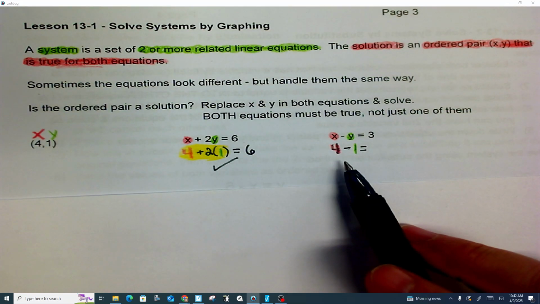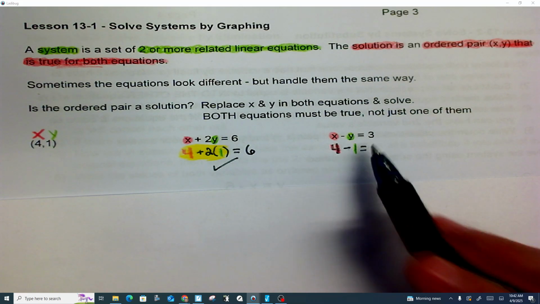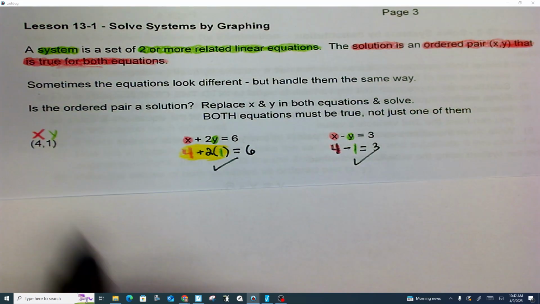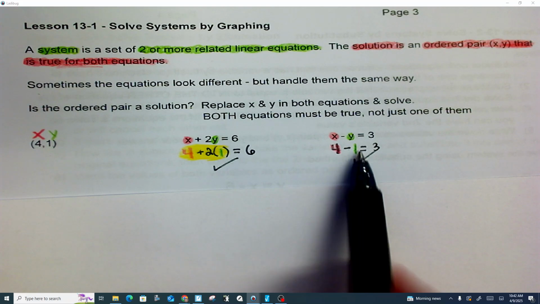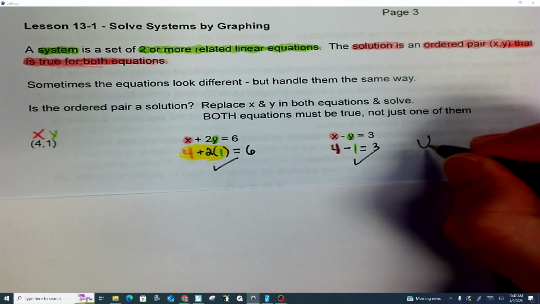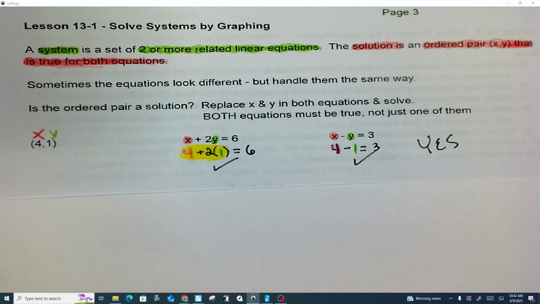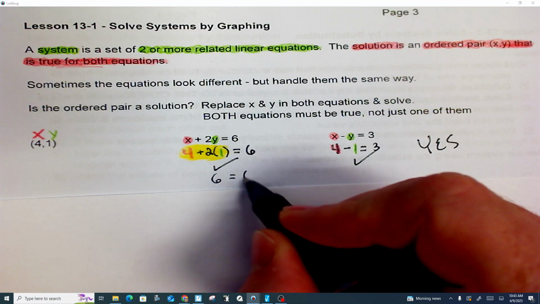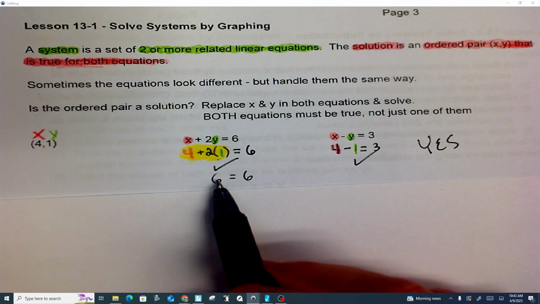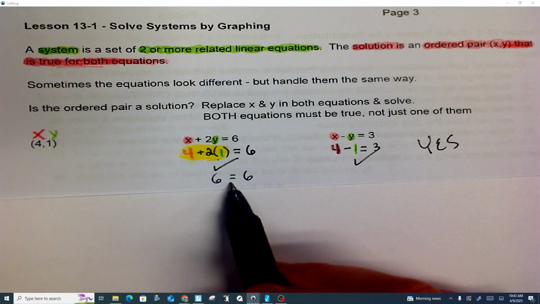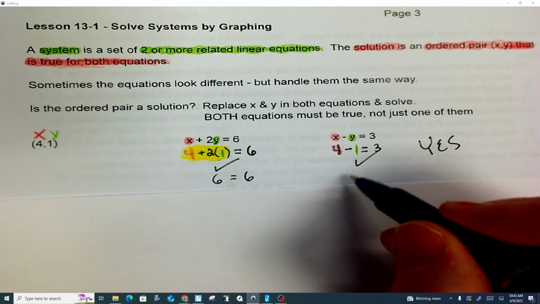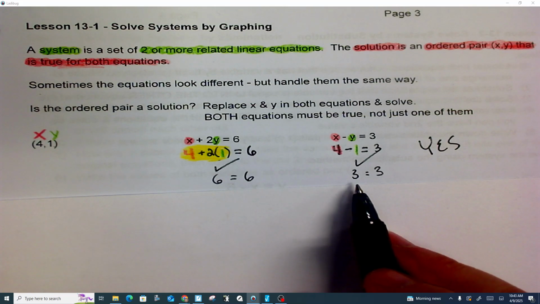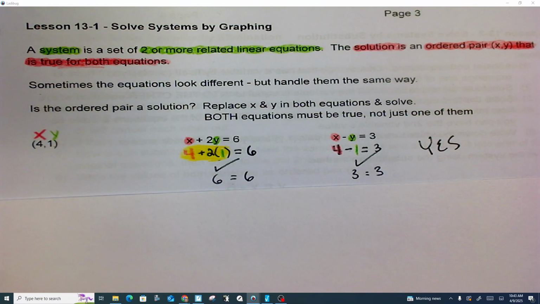For this one, you could pull your calculator out and say 4 minus 1, does it equal the 3? But you know that, and so you're like, yeah, so does this ordered pair make both of these equations true? Yes, it sure does. Now, one other thing that you might want to do is be like, hey, rewriting this left side became a 6, and 6 equals the right side, so that's one way we could do it. What's 4 minus 1? It's a 3, and we've got 3 on the other side, so when these two sides equal each other, then yes, the solution is there.